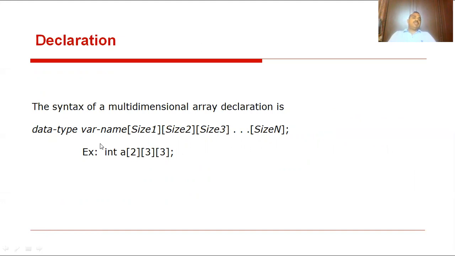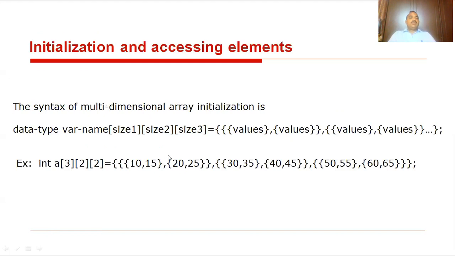This is the general syntax of the multi-dimensional array: data type, variable name, size 1, size 2, size 3, and so on, size n. This is an example for declaration of a multi-dimensional array. Integer a of 2, 3, 3. This is the row. Then this is also an internal row. This is columns. So come here. This is an example and initialization of a three-dimensional array.